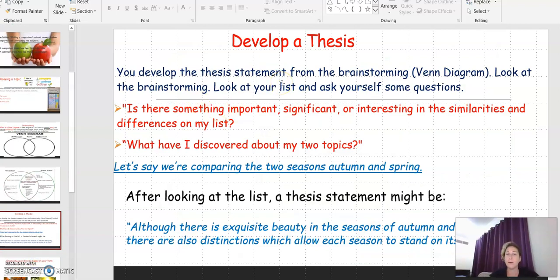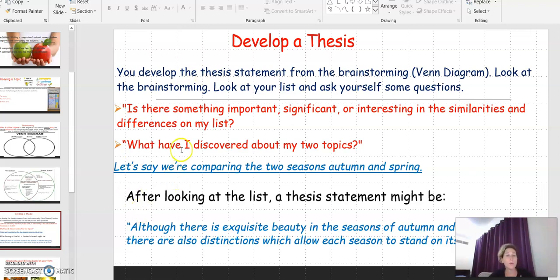When you are writing, before you get started with your compare and contrast writing, you need to develop a thesis statement. And for you to be able to develop this statement, you need to refer to the brainstorming of your Venn diagram. You need to look at the points that you've listed and ask yourself, is there something special or important in the similarities and differences on my list? For example, let's say when you are comparing two books, you saw so many similarities. So you can take this as a significant point in order to highlight in your thesis.